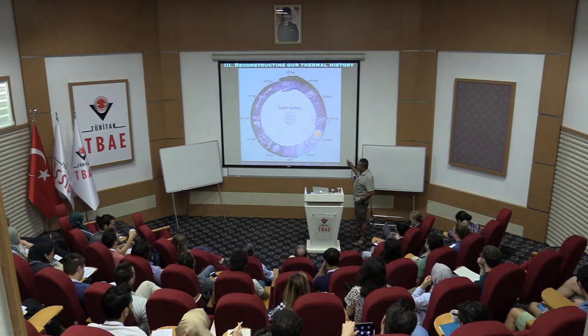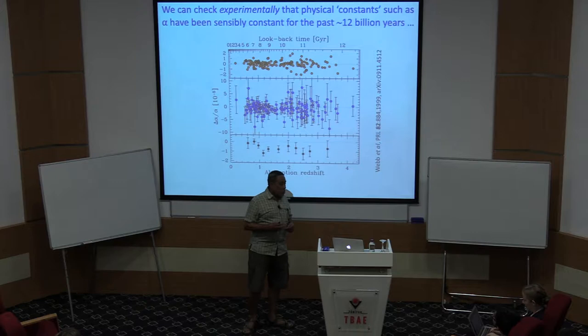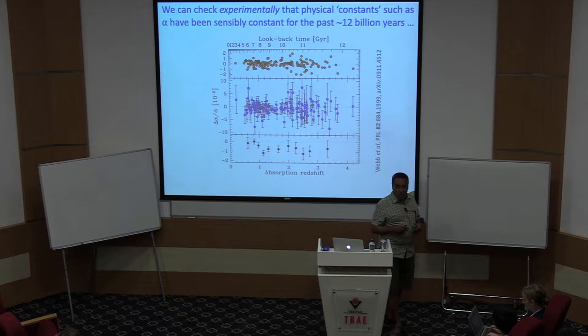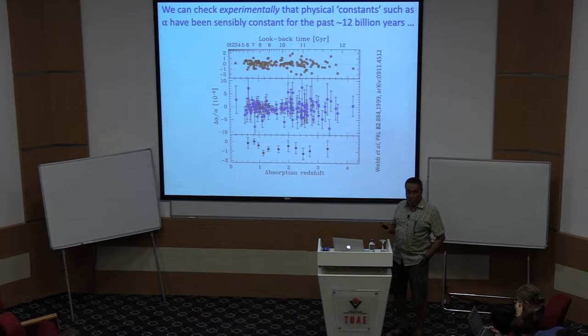So the first thing we need to ask when we want to construct a model for the early universe is, do we know that the laws that we measure in the laboratory and that we are so confident about actually hold when we go back billions of years in time, billions of light years away? This is not a silly question, because you could imagine that the laws of physics are the result of some evolutionary history and they have not always been the same. So we have to have some empirical probe of this.